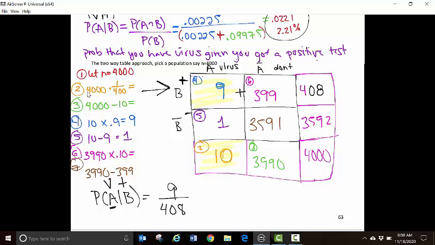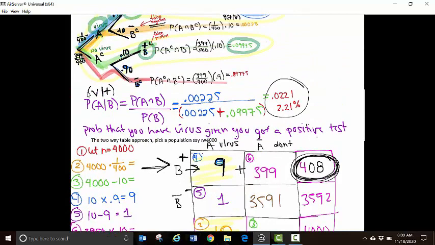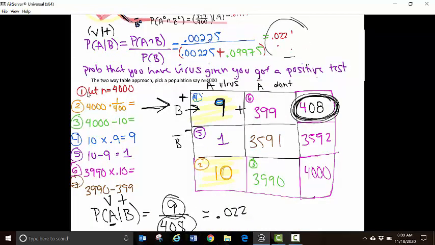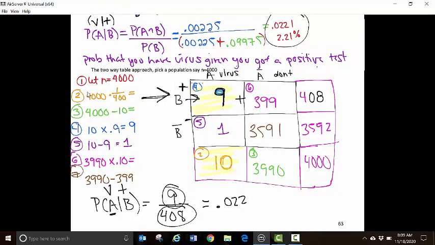Well, how many people got a positive test? 408, right? Because this is the positive test row. Of that positive test row, how many have the virus? 9. So once you have the chart, it's super easy to get your answer. And 9 divided by 408 is the same answer from up here. So it just depends on if you want to make a chart or not. Any questions?